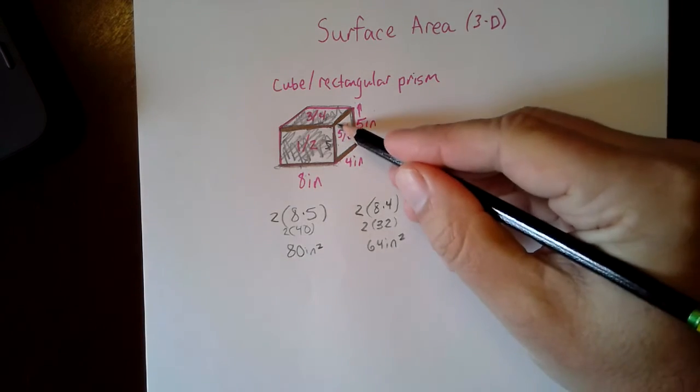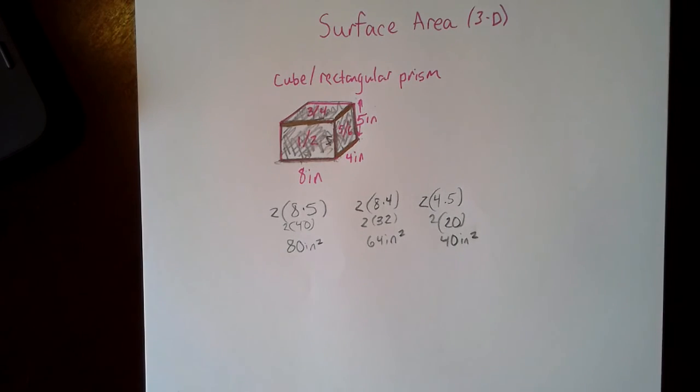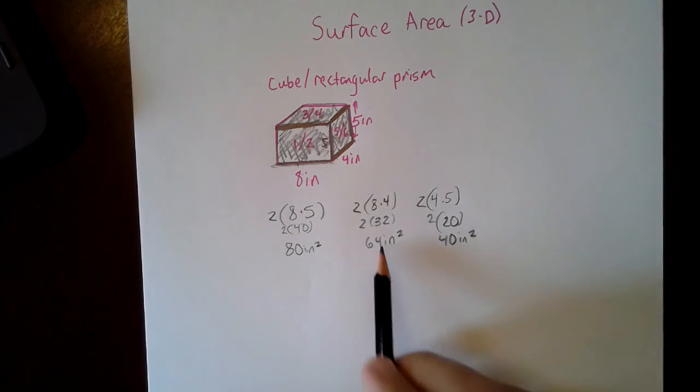Oh, I've got to shade this. Here's the right side and the left side, double shade. Oh yeah. Now comes the part. What do I do with this 80 and this 64 and this 40?